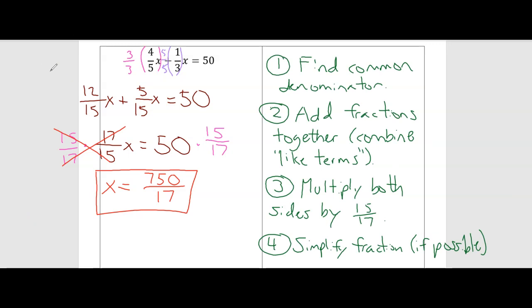Now we're going to write out our steps. Our first step was to find that common denominator. The second step was to add the two fractions together once they had the common denominator, which you could also call combining like terms. Number 3 was to multiply both sides by 15 over 17, to simplify the fraction next to our x. Finally, we need to think about whether or not we can simplify our answer. In this case, we couldn't, so we would just leave it, but there may be times where the numerator and denominator share a common factor. Okay, let's move on to the next problem.